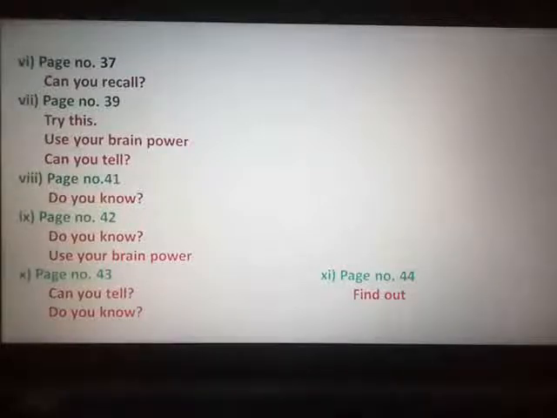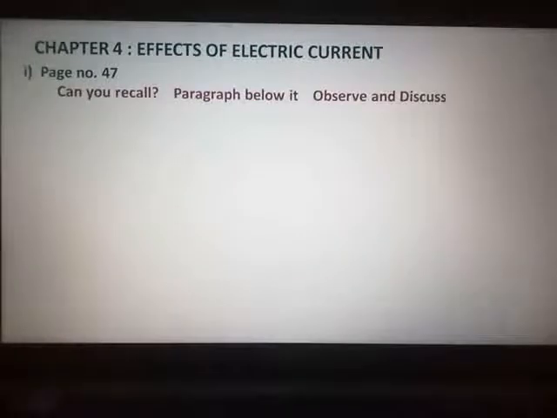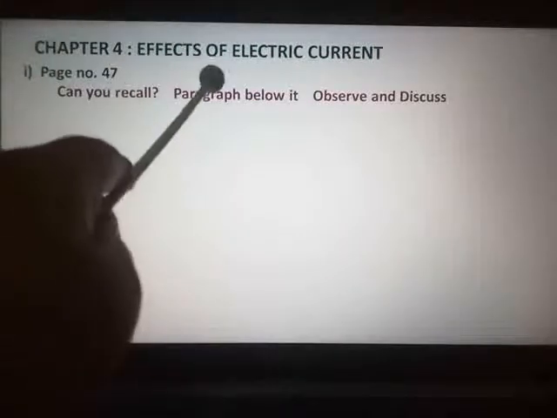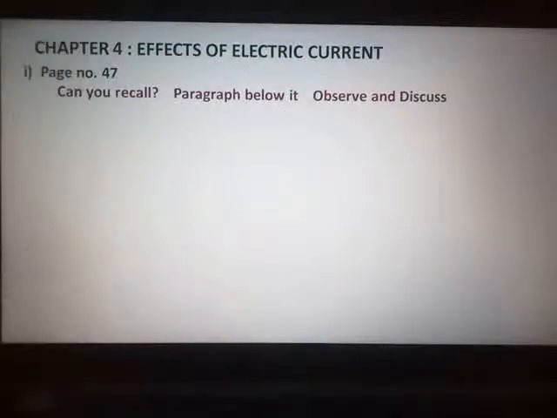All of you come to chapter number 4, effects of electric current. On page number 47, everything you have to remove. Can you recall? The paragraph below, can you recall and observe and discuss. So up to diagram 4.1, effects of electric current, remove everything. So page number 47, can you recall? The paragraph below it and observe and discuss, everything you remove. Only from that topic, energy transfer in an electric circuit, we have to study.